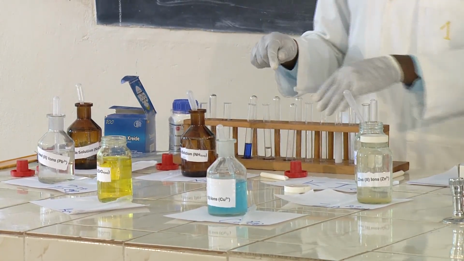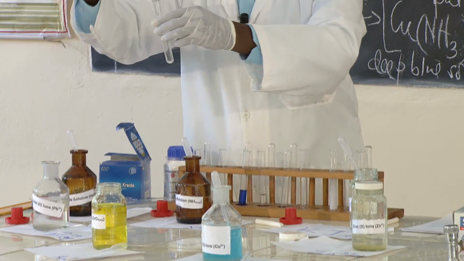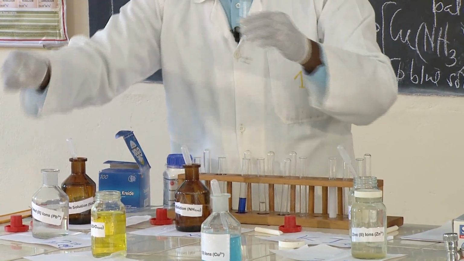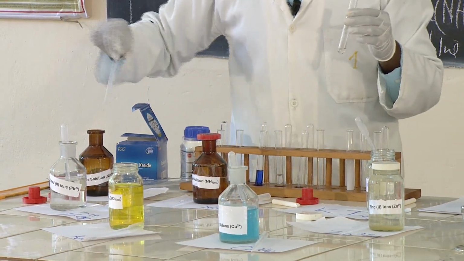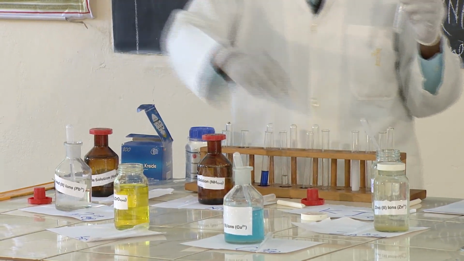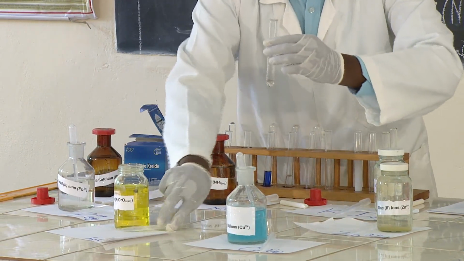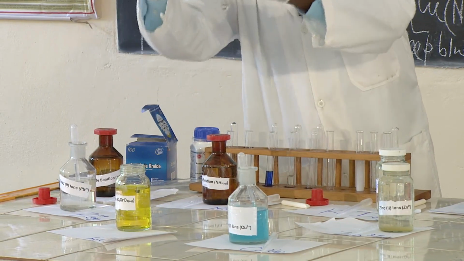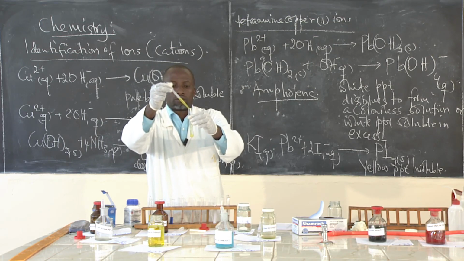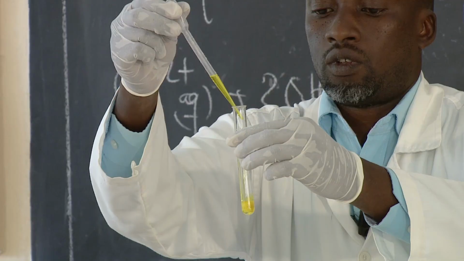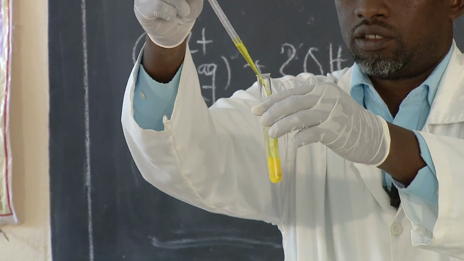Then we see what happens. We are going to add a few drops of lead. And then you add potassium chromate, which is here. Maybe 1 drop. See what is happening. The same observation is made as with potassium iodide.